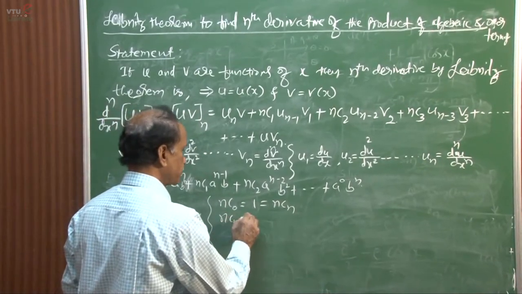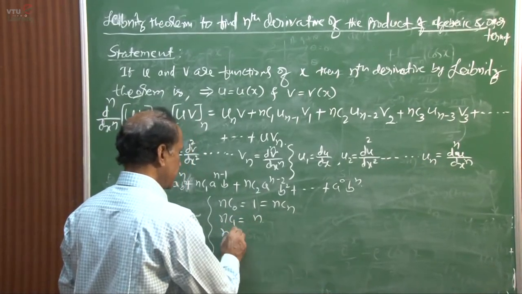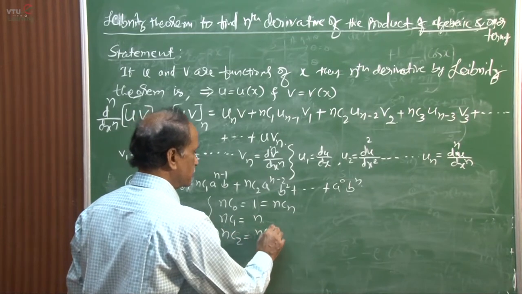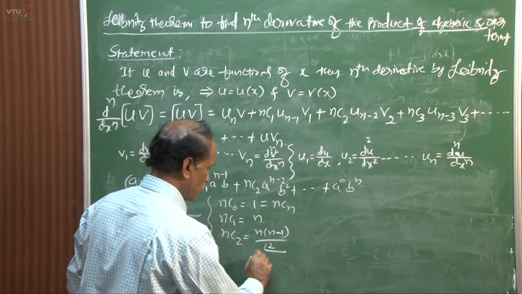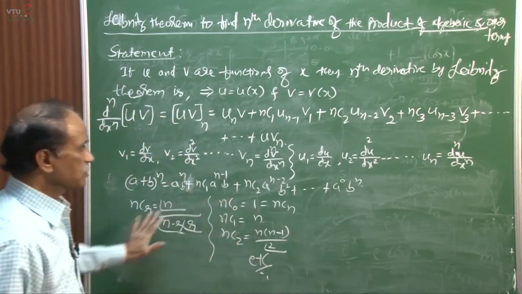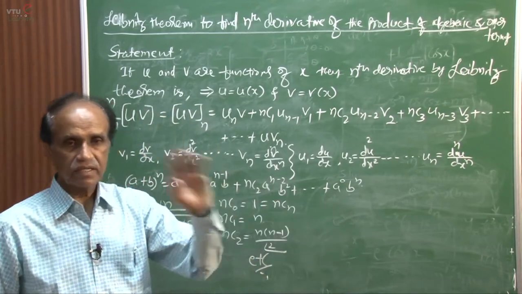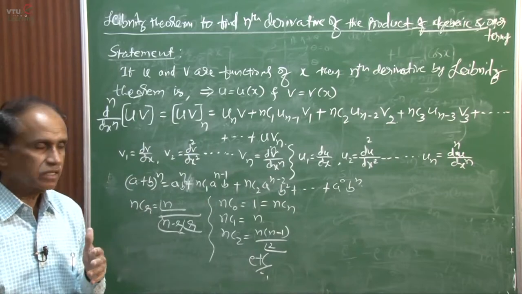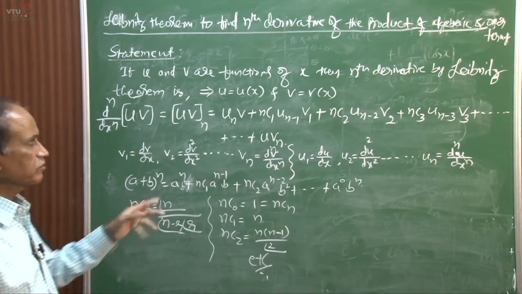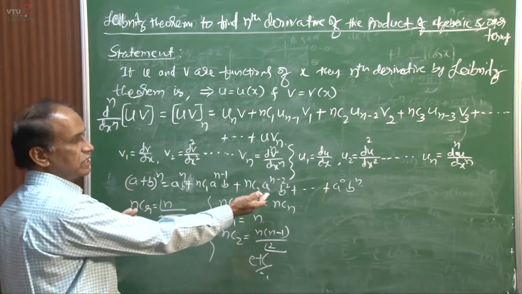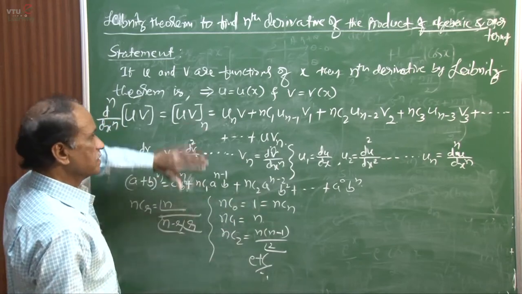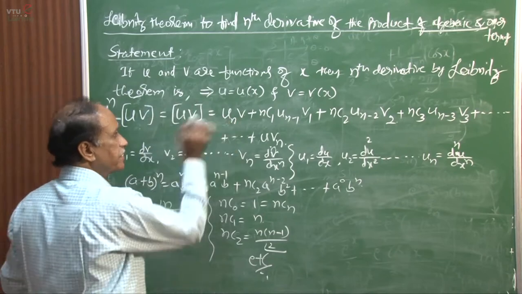And nC1, nC2, n into n minus 1 by 2 factorial and so on. These things you must understand, because I will apply these things in the problem. I shall use these binomial coefficients for every term calculation. This is what you have learnt in the lower level classes, the same principle in the form of derivatives.